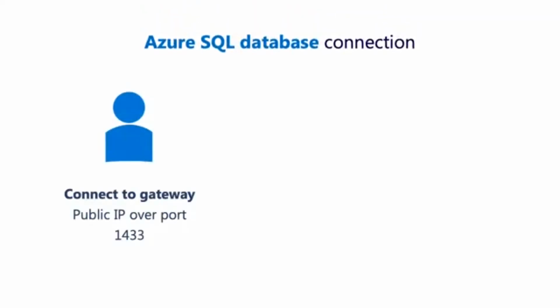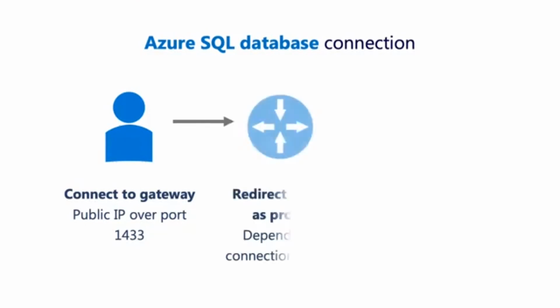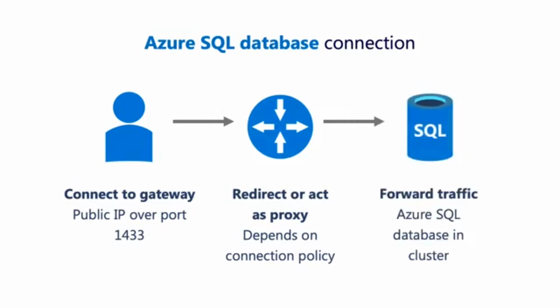The following steps describe how a connection is established to an Azure SQL database. Clients connect to a gateway that has a public IP address and listens on port 1433. Depending on the effective connection policy, the gateway either redirects traffic to the database cluster or acts as a proxy for the database cluster. Note that Azure SQL Database uses a clustered topology to provide high availability. Each server and database is transparently replicated to ensure that a server is always accessible, even in the event of a database or server failure. Inside the database cluster, traffic is forwarded to the appropriate Azure SQL database.